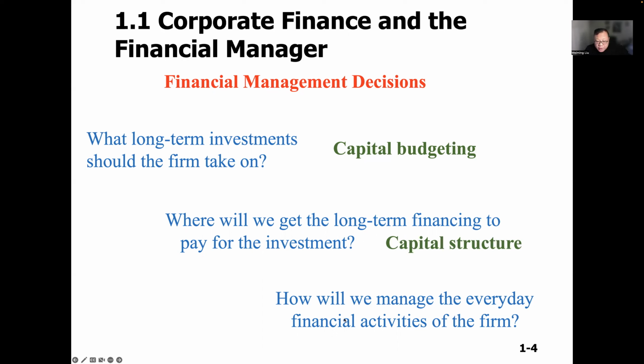Okay, so last question, how will we manage the everyday financial activities of the firm? So this is called working capital management, okay? Working capital management. What is working capital? Working capital is the difference of current asset and the current liability, okay? So you can see that, right?